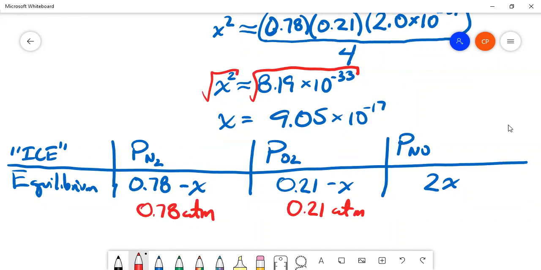We have to remember that x doesn't represent necessarily the final value of the thing coming to equilibrium, but it's the changed variable, and we have to multiply, in this case, that changed variable by 2 because of what's in the chemical equation. So 2 times 9.05 E minus 17 is 1.81 times 10 to the minus 16.